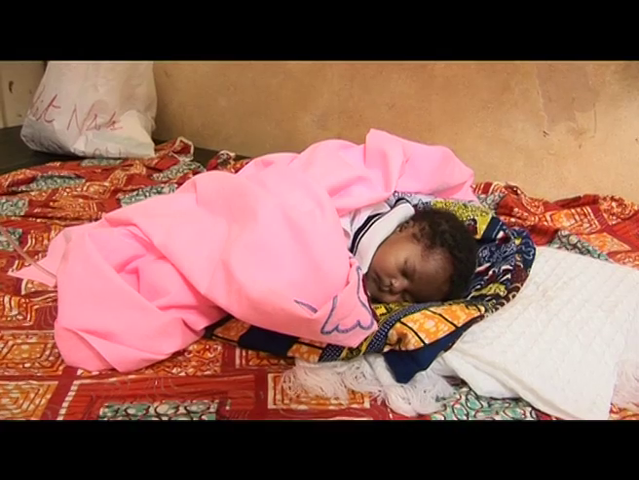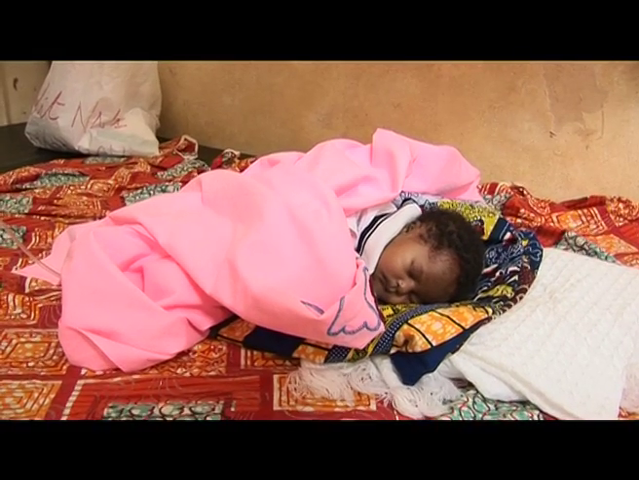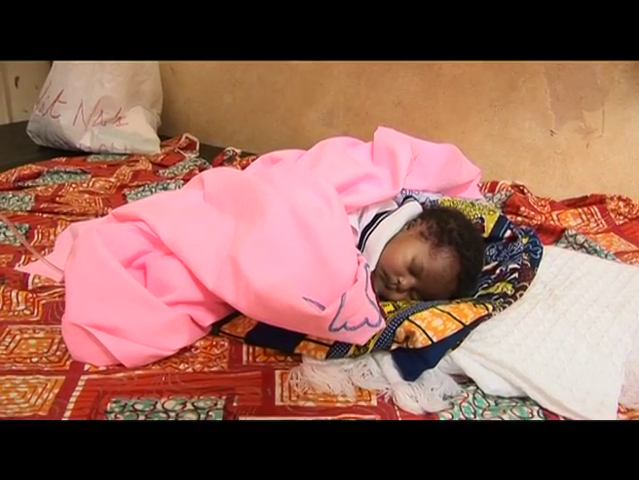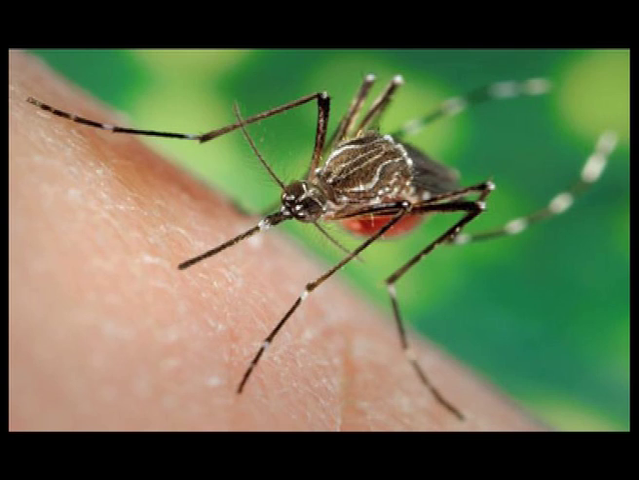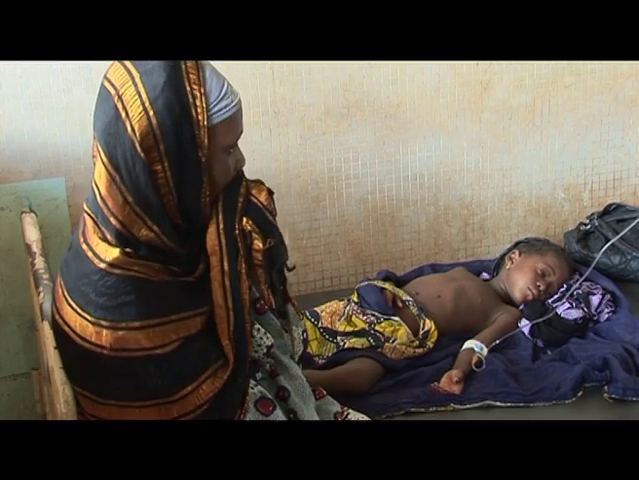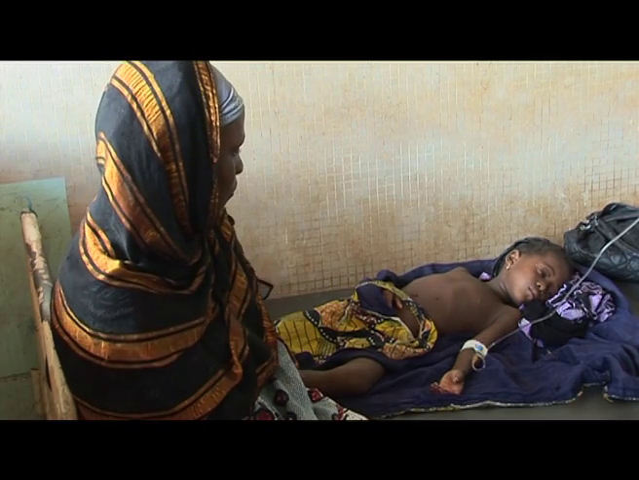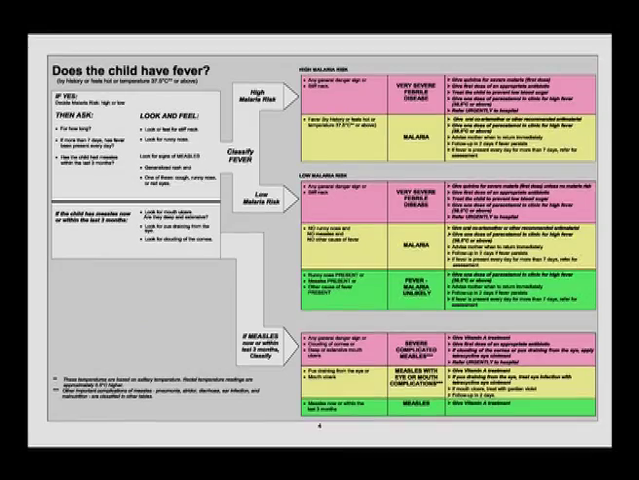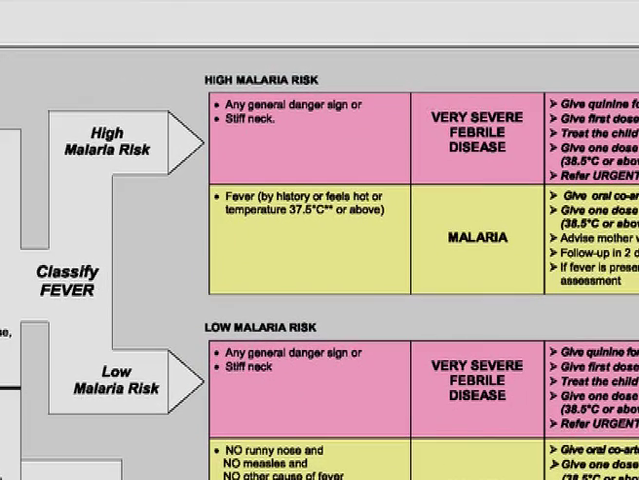Malaria is caused by parasites in the blood called plasmodia. They are transmitted through the bite of the Anopheles mosquito. Four species of plasmodia can cause malaria, but the only dangerous one is Plasmodium falciparum. On the chart and in IMCI guidelines, malaria refers to falciparum malaria.